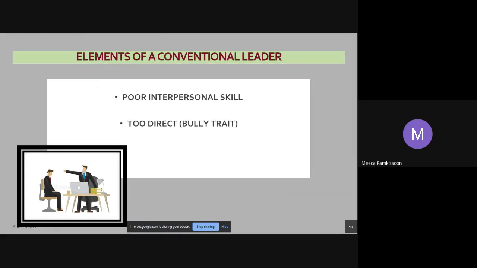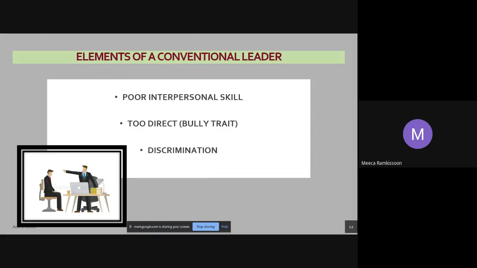Elements of a conventional leader: they are assumed to have poor interpersonal skills, meaning they don't value ethical communication. They are extremely direct in approaching others, coming off as a bully trait. And their narrow mindedness favors discrimination, like racism or sexism. For these reasons, conventional leaders are disliked in social places.